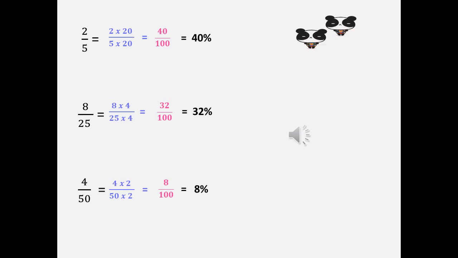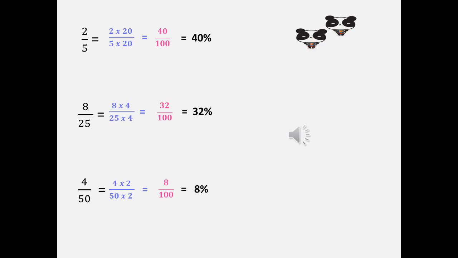So you have a so easy fraction now, which is 32 out of 100. As a percent, it's 32%. What about 4 out of 50? You can change 50 to be 100 to get a percent. How? I will multiply 50 by 2.